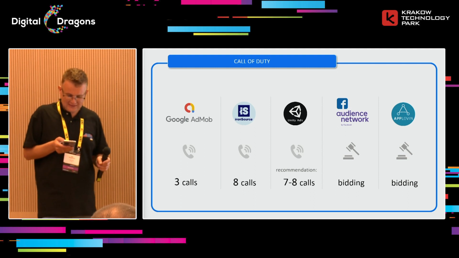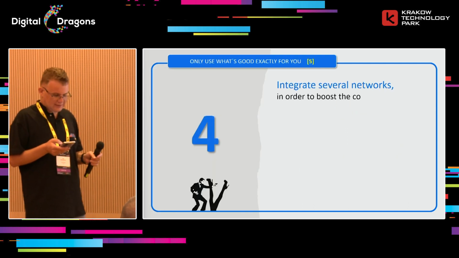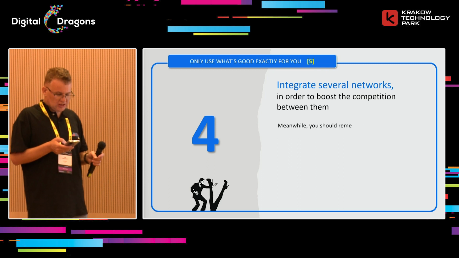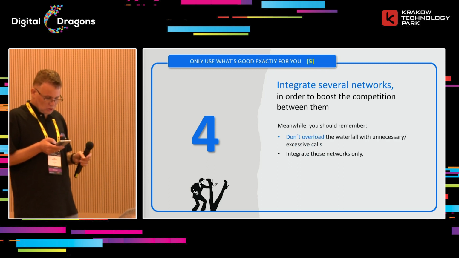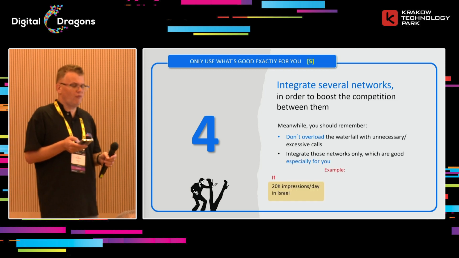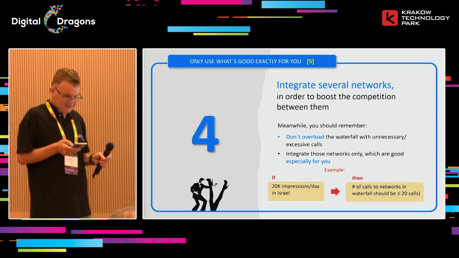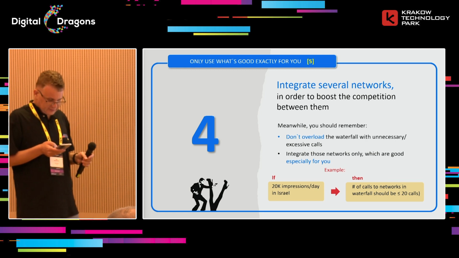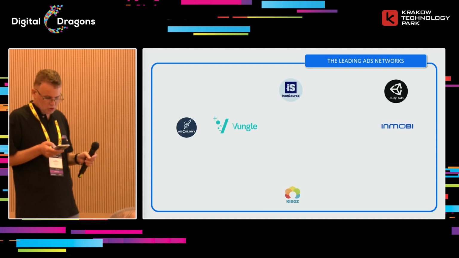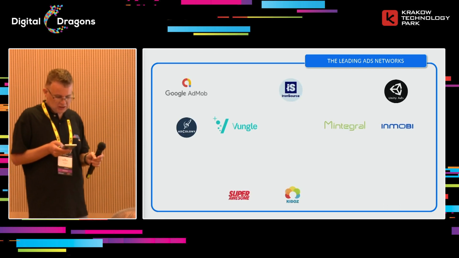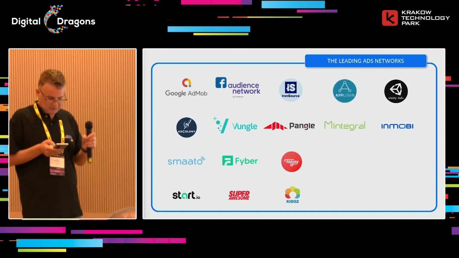The first tip is to integrate several networks in order to boost the competition. You should integrate as many networks as you can, but don't overload your waterfall. In a programmatic solution, it is the robot's responsibility. But for classical mediation solutions, such as AdMob, IronSource, or AppLovin MAX, my recommendation is to use one call for 1,000 daily impressions per country.